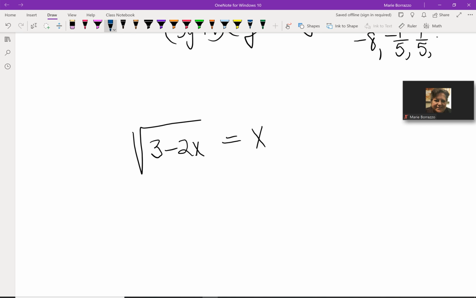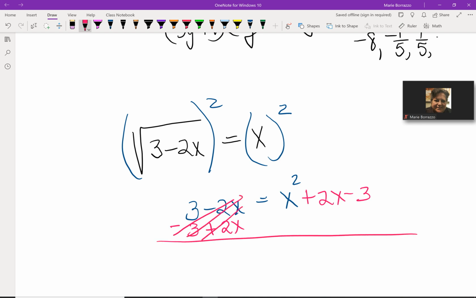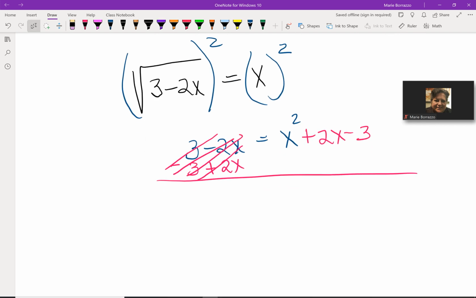So we already learned that we're going to square both sides, right? So that's how we get rid of the root. And now we have 3 minus 2x is equal to x squared. Okay, wonderful. Next step is we're going to subtract the 3 and add the 2x to move it over here. So I'm going to add the 2x, subtract the 3. And now I have 0 on this side. All this becomes 0 is equal to x squared plus 2x minus 3.